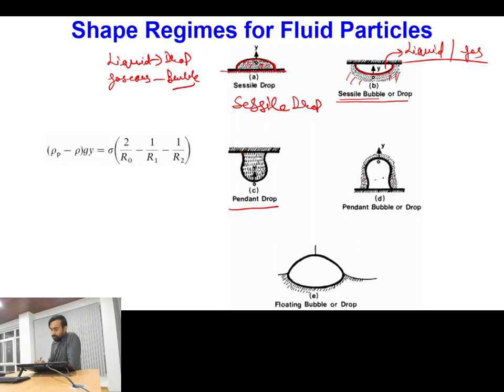Okay, so this type of shape is called a pendant drop, and this is called a pendant bubble or pendant drop. If liquid is inside, then I will be calling it a pendant drop. If gas is inside, then a pendant bubble. Okay, is this one clear?